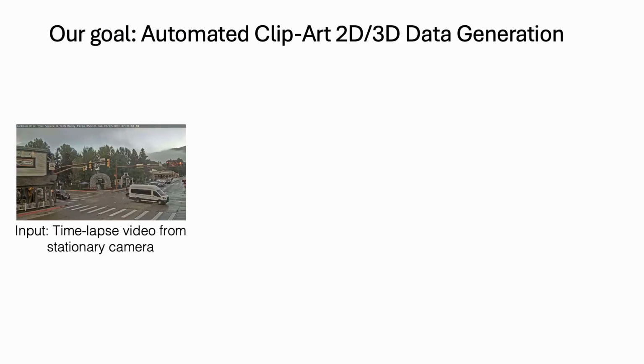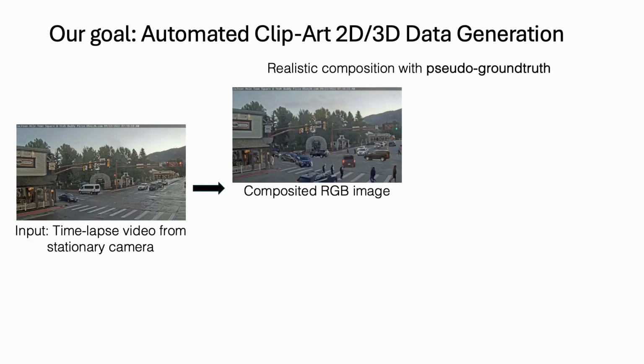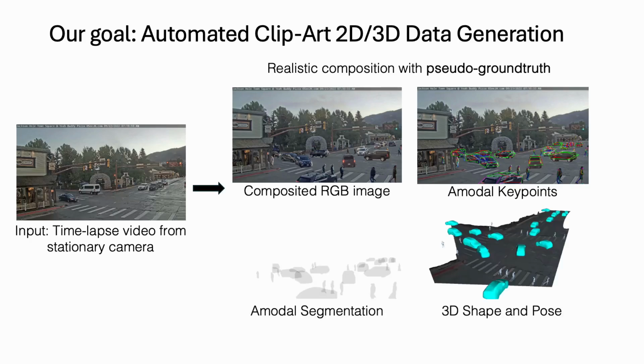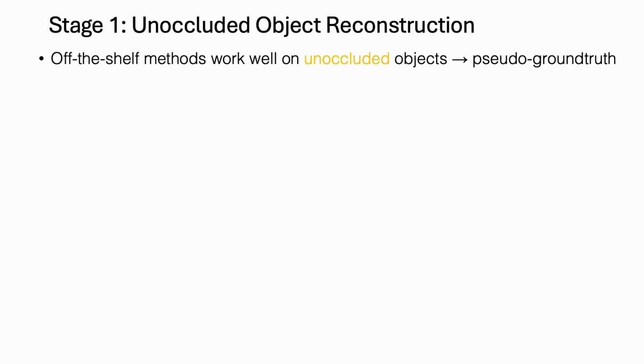Given time-lapse images from a stationary camera, our goal is to automatically generate pseudo-ground truth data with a realistic occlusion configuration. Here, we show the composited RGB image accompanied by amodal key points, amodal segmentation, and 3D of humans and cars that come from off-the-shelf methods. First, we observe that off-the-shelf methods work well on unoccluded objects. Therefore, they can be used as pseudo-ground truth for supervision.